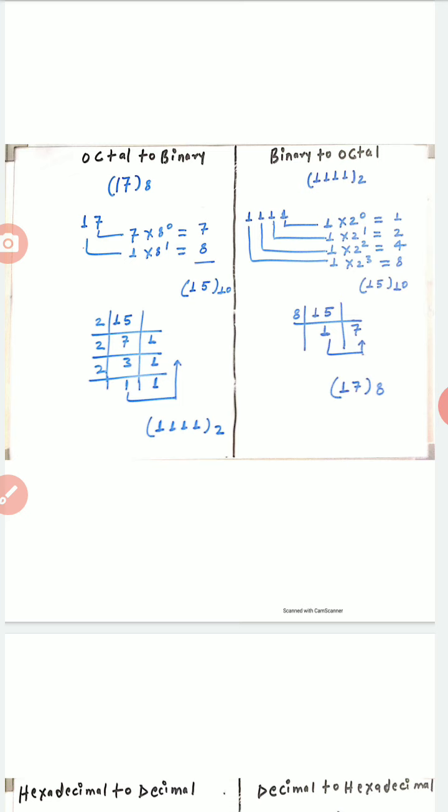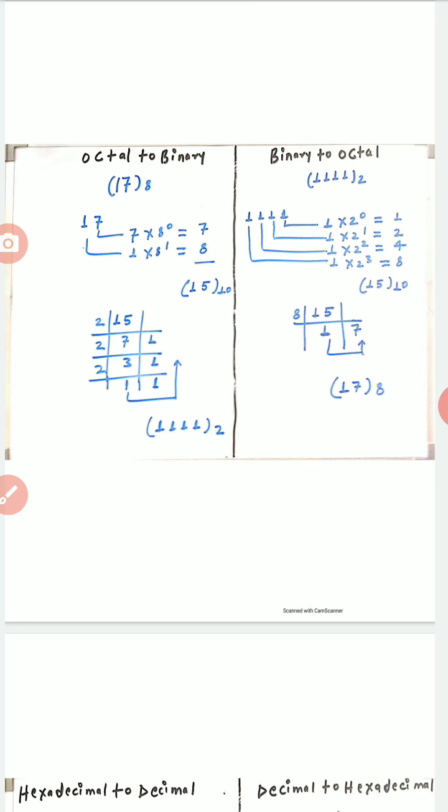1 multiply 2 power 0, 2 power 1, 2 power 2, 2 power 3. So I converted it, and it is 15 base 10. Now I have converted this binary number into the decimal number, which is 15 base 10. Now this particular number 15, which is a decimal number, I can convert into octal very easily by dividing by 8.